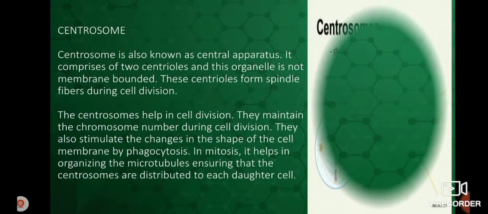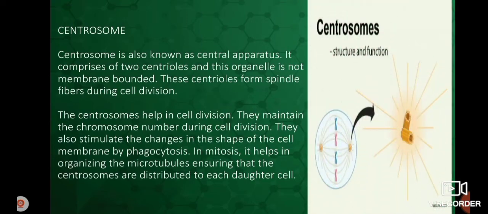Another part is the centrosome. This part is also known as the central apparatus. It comprises two centrioles, and this organelle is not membrane bounded. These centrioles form spindle fibers during cell division. The centrosome helps in cell division. They maintain the chromosome number during cell division. They also stimulate changes in the shape of the cell membrane by phagocytes. In mitosis, it helps in organizing the microtubules, ensuring that the chromosomes are distributed to each daughter cell.